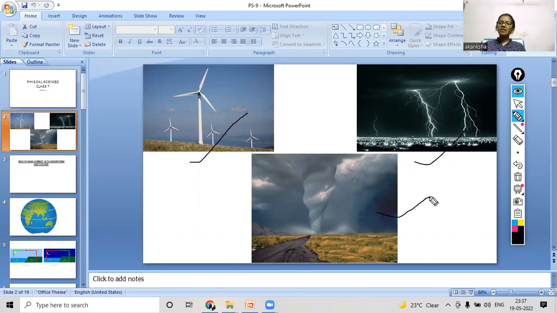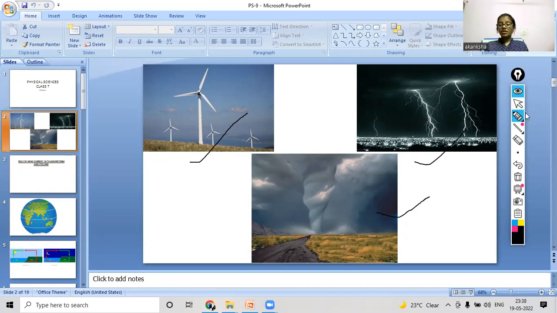Do you think that the speed of wind is playing any role in this thunderstorm and these cyclones? Yes or no? You can write your answers in the chat box and then we will discuss. According to you, yes, it is playing a role. Like how? If the wind speed is very high, the cyclone will be very dangerous and very effective. The same goes with the thunderstorm also. So yes, you all are right.